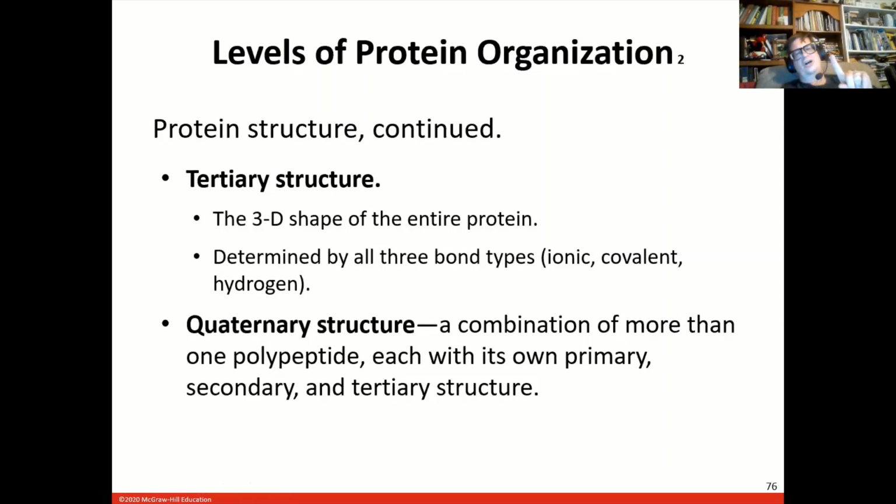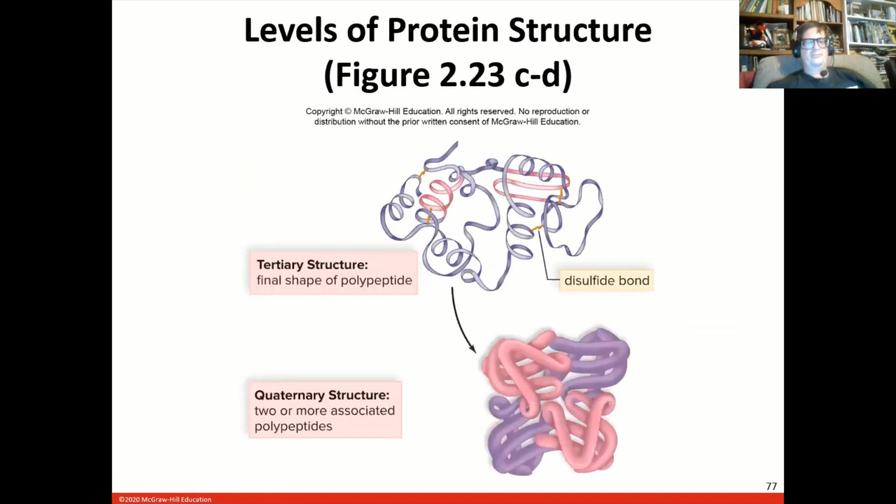If a protein is made out of more than one polypeptide chain, so you have several polypeptide chains, that's when we would call it quaternary structure. And the quaternary structure is the overall 3D shape of the protein, taking into account all of the polypeptide chains.